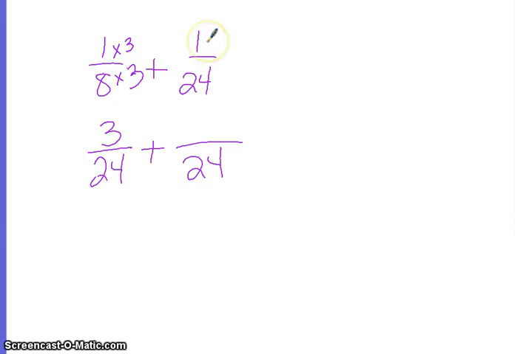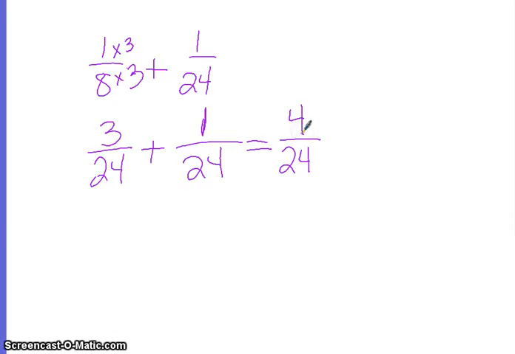Now, this other one is already 1/24, so we can leave it because 24 is on the bottom. Now, if we follow our rules, since they're both 24, it stays 24. And then we just add our top numbers together. 3 plus 1 is 4, and our answer is 4/24.